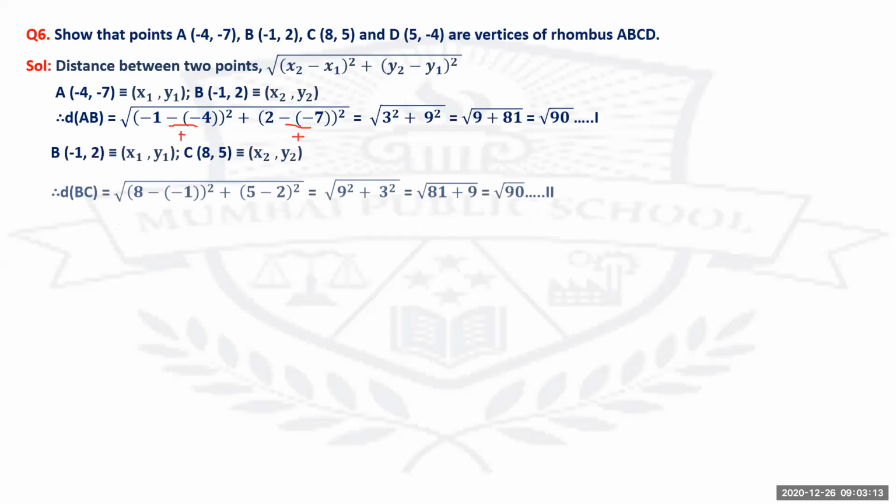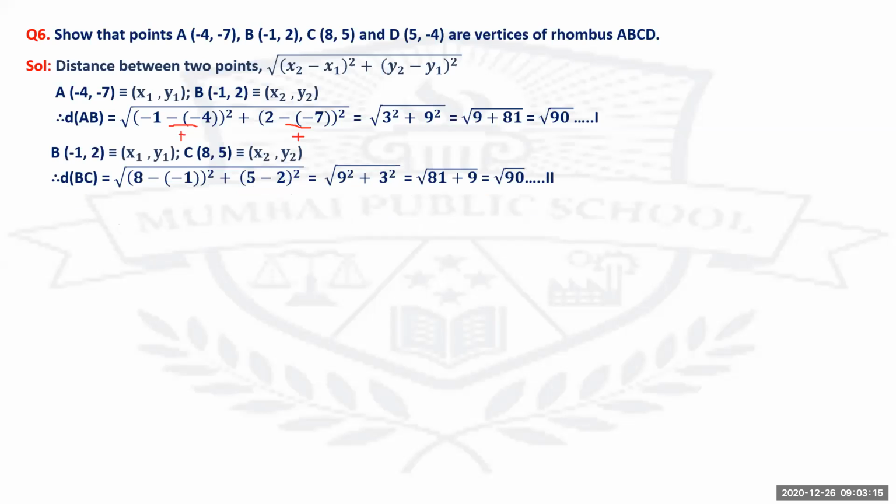Now here we'll consider B(-1, 2) as x1, y1, and C(8, 5) as x2, y2. Therefore, distance of BC would be under root of (8 minus of -1) the whole square plus (5 minus 2) the whole square.